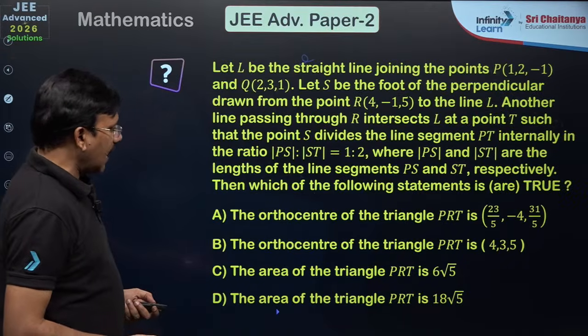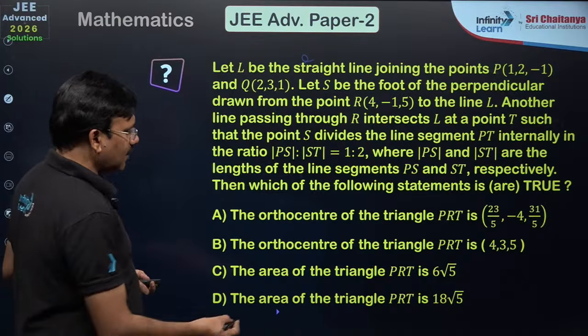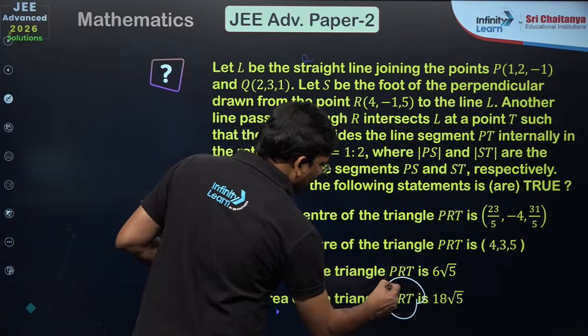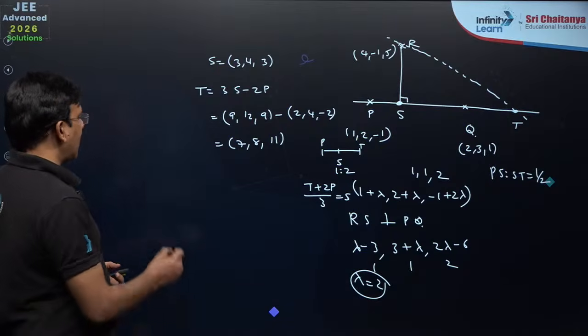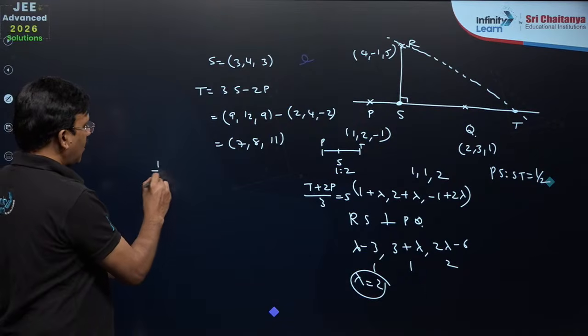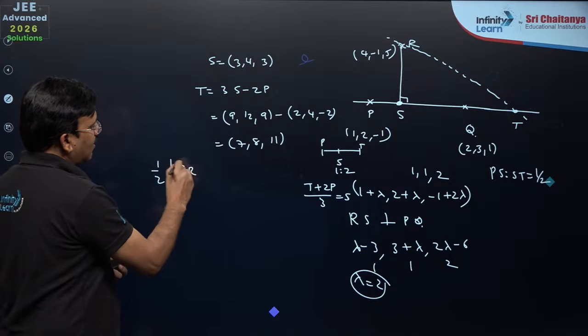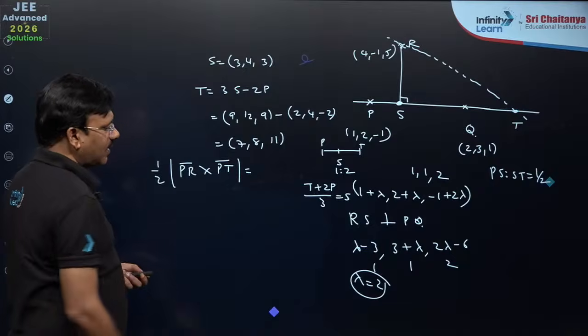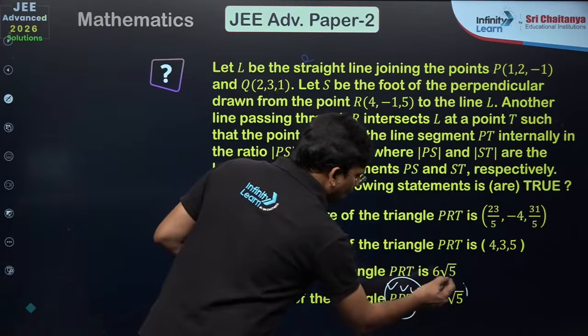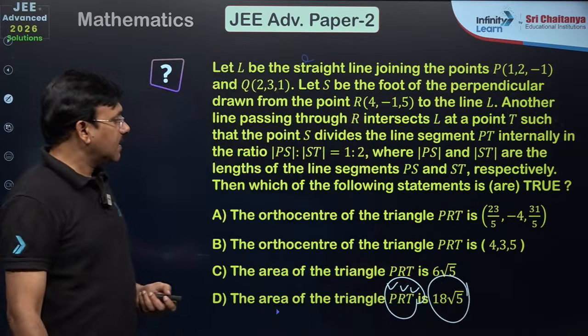Now, friends, I mean to say you have the points P, R, T. How to find the area of the triangle in 3D geometry? Half modulus of PR bar cross PT bar. You can find it, and you are going to get 18 root 5 as the answer.